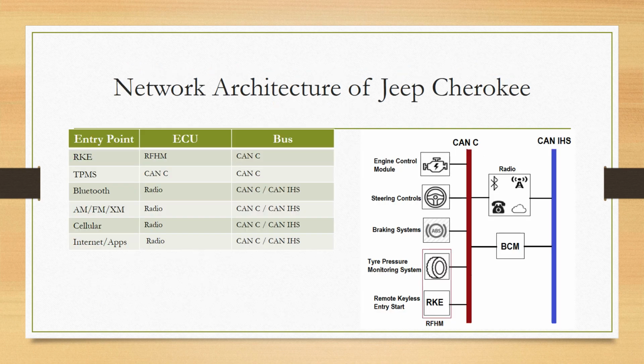The network diagram shows that the entry point ECUs are on the same network as the components that physically control the vehicle. They are not segmented.